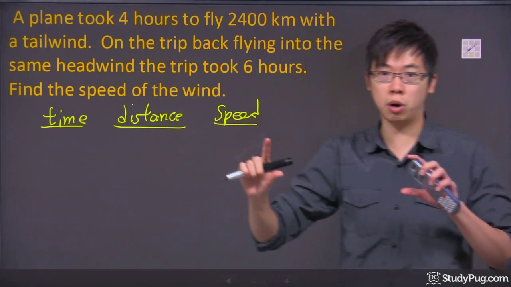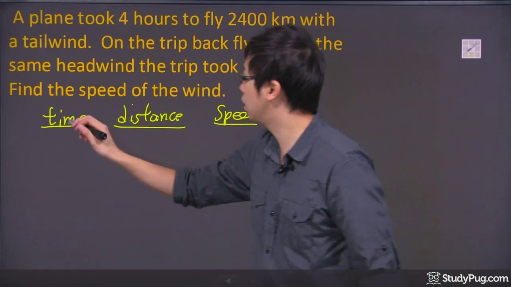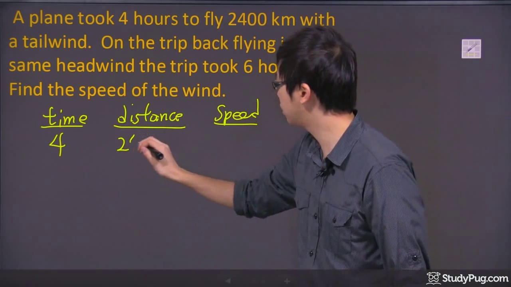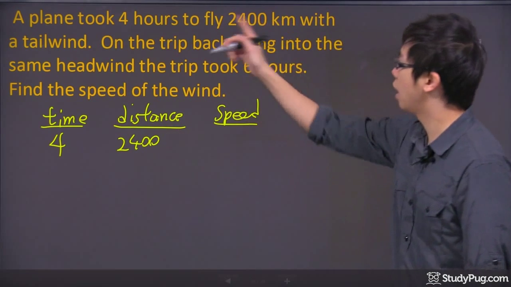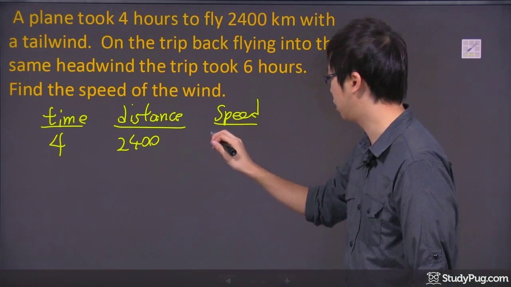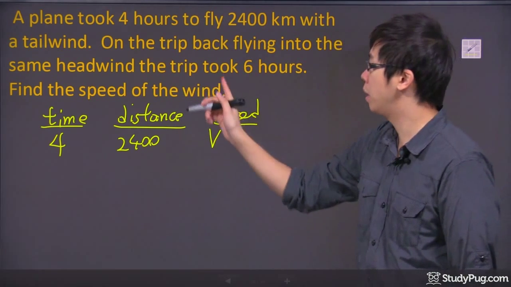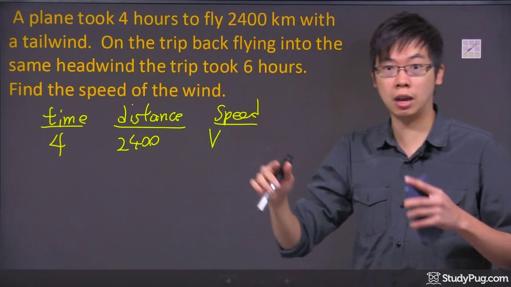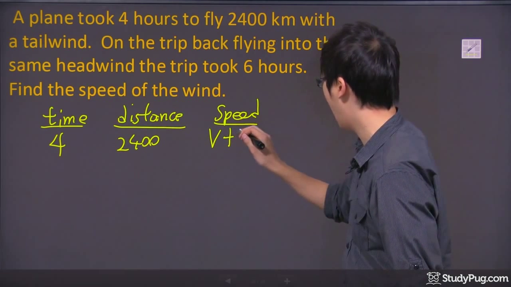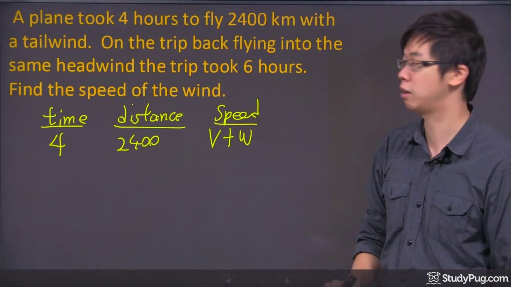So for the first part of the travel, it takes the plane 4 hours right here. The distance is 2,400 kilometers, and we don't know the speed of the plane, so let's just call it the velocity of the plane. But it's going with the tailwind. That means the wind is actually helping the plane go faster, so let's add the wind speed, just like that.